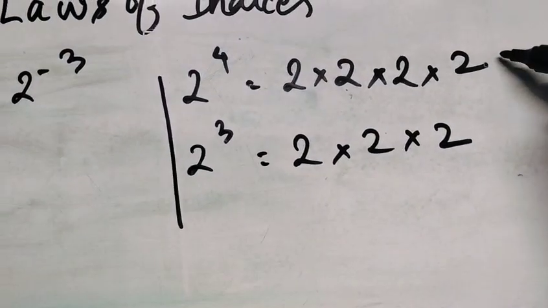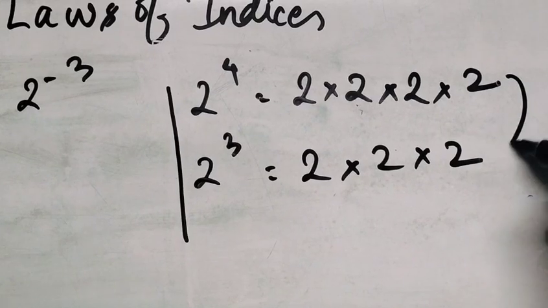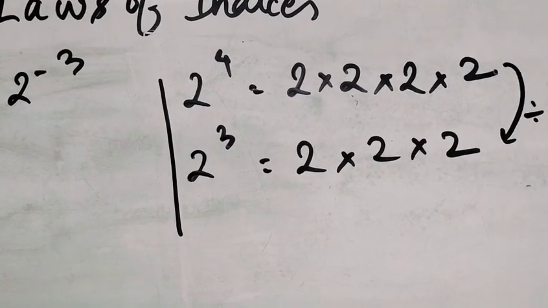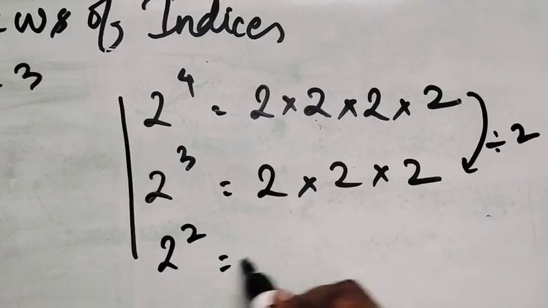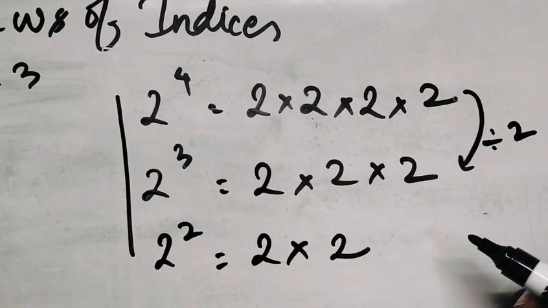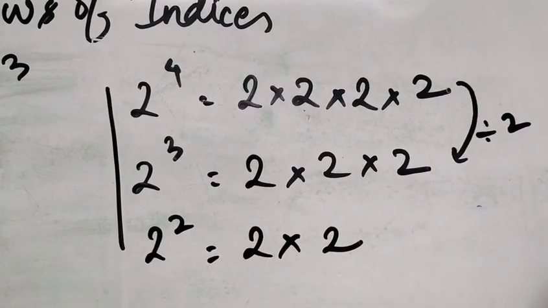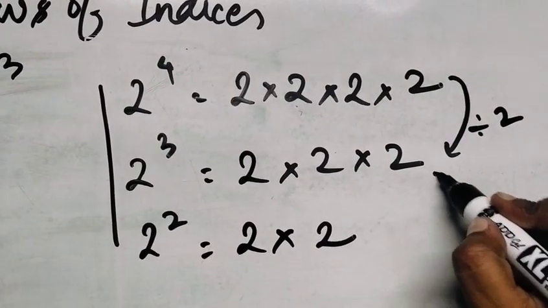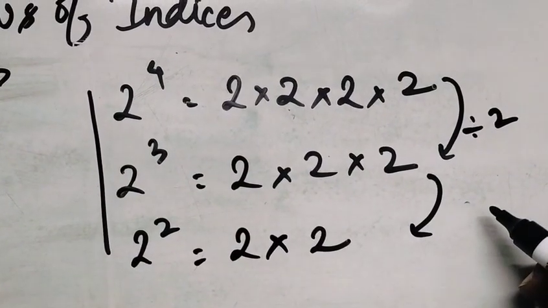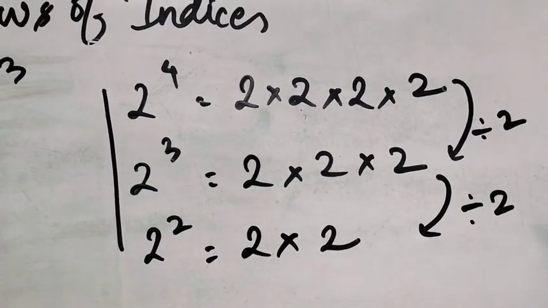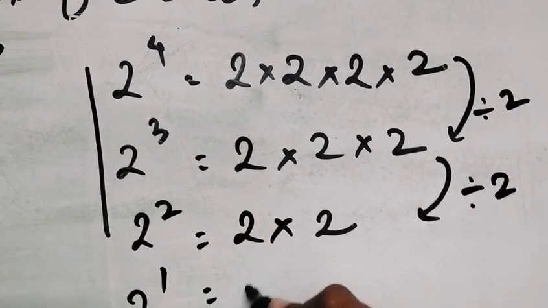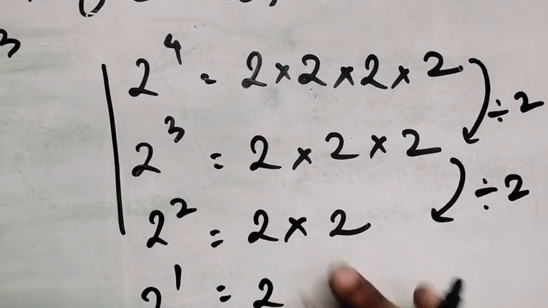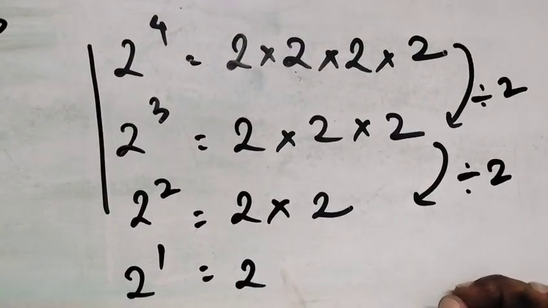That is, between 2 to the power 4 and 2 to the power 3, you have done a division by 2, right? Similarly, if you go for 2 square, you're multiplying 2 by 2 times. So between 2 cube and 2 square, you're actually doing a division by 2. Similarly, if you go for 2 to the power 1, you're just multiplying 2 one time.